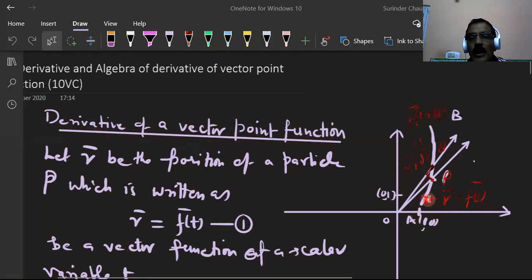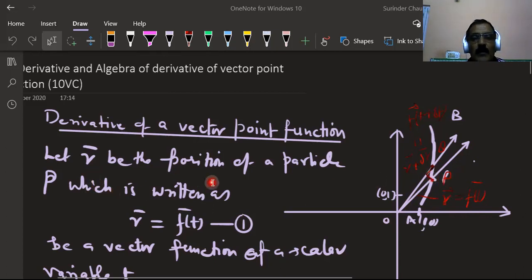Now suppose a particle moves from A to B. At any time t, the particle is at P, so the position vector of point P is r vector, and as the particle moves from A to B, it is a function of time t, and time is a scalar quantity. So the position vector of P, OP, is equal to r. r is a function of time, f(t). This is a position vector. This is a vector point function. The position vector of point P is a vector point function.